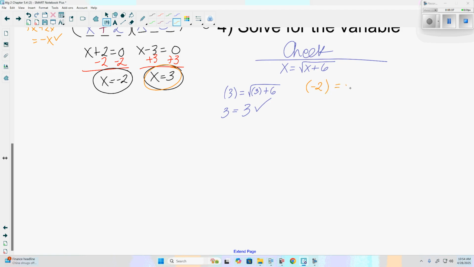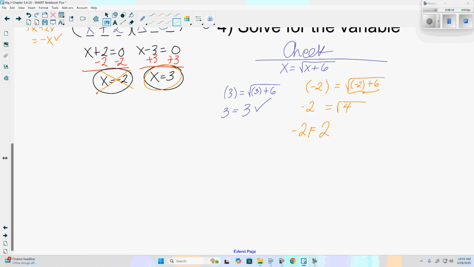We can do the same thing with negative 2. Now, on the left-hand side of this equation, we drop the parentheses and we have negative 2. I'm going to work this one out so we can see it. Negative 2 plus 6 is 4, and the square root of 4 is 2. Well, negative 2 is not equal to 2, so that means x equals negative 2 is our extraneous solution. It doesn't work.